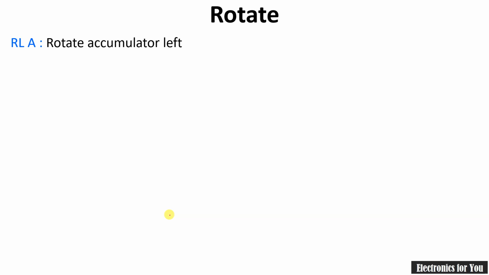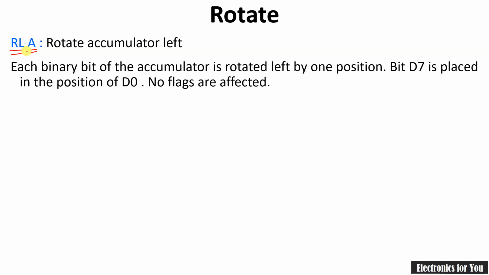The next operations are again important. There are 4 types of rotate instructions. The first rotate instruction is RLA. Here R stands for rotate, L means left, and A stands for accumulator. So rotate left accumulator, this is our instruction. The content of the accumulator is rotated bitwise by 1 to the left side.